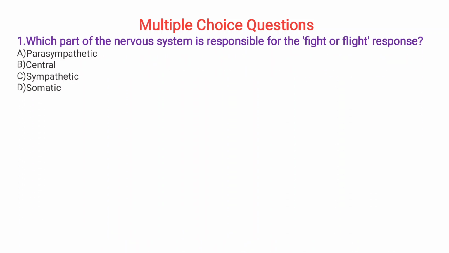Next, which part of the nervous system is responsible for the fight or flight response? A. Parasympathetic, B. Central, C. Sympathetic, and D. Somatic. So C is the correct answer. Sympathetic nervous system, fight or flight. Sometimes we see difficult conditions. At that time the system activates, that is fight or flight.